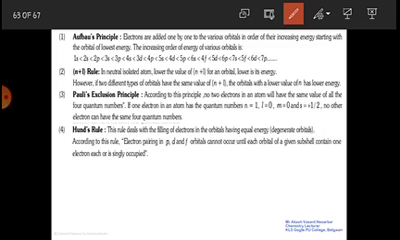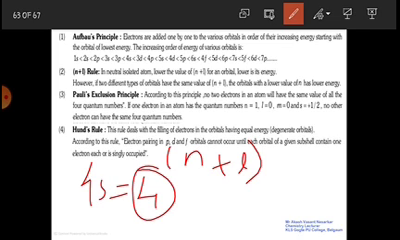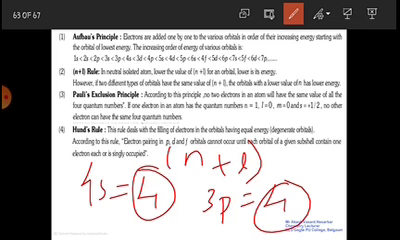Suppose two different types of orbitals have the same n plus l value, as we just saw. For the 4s orbital, the n plus l value is 4, and for the 3p orbital the value is also 4. Now both orbitals have the same n plus l. In this condition, how do we identify which orbital has the higher energy? So what does the rule say?